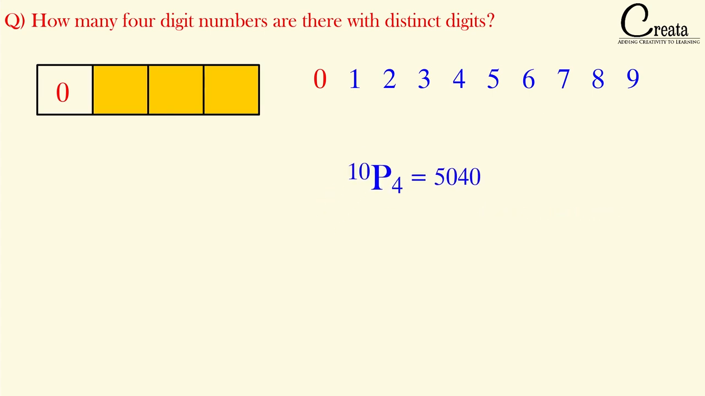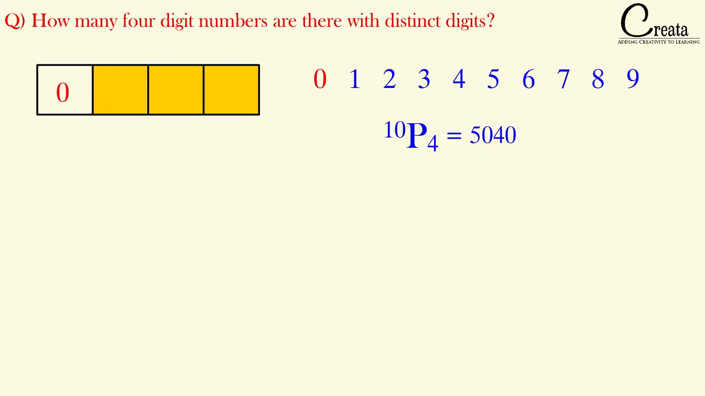Got it? We have calculated 5040 numbers that we can form from the digits 0 to 9. It will include the numbers which are starting from 0. Those will be the 3 digit numbers that we have to subtract from this 5040. Let's find all the 3 digit numbers.